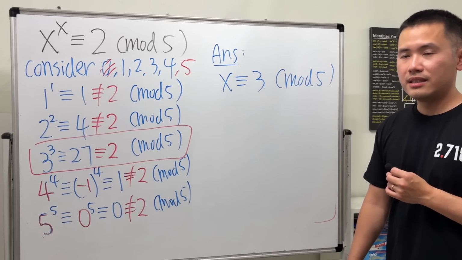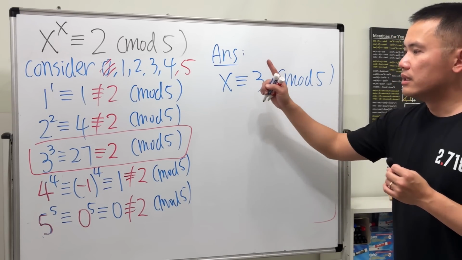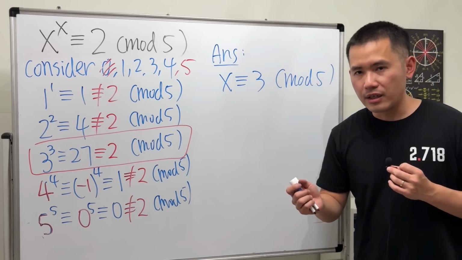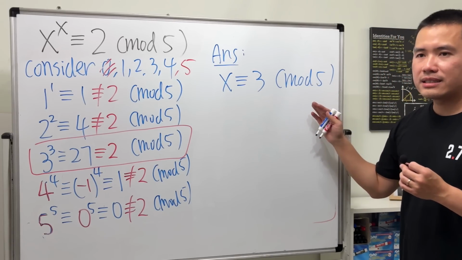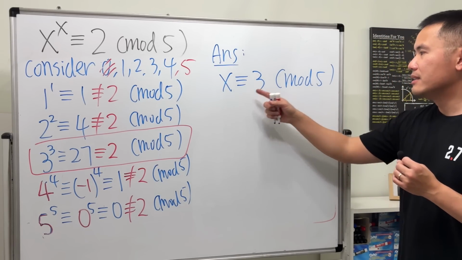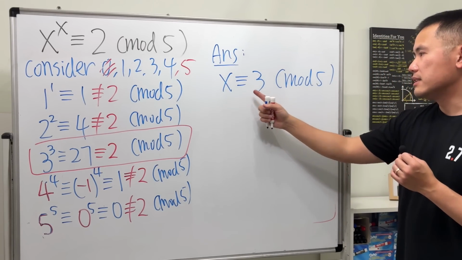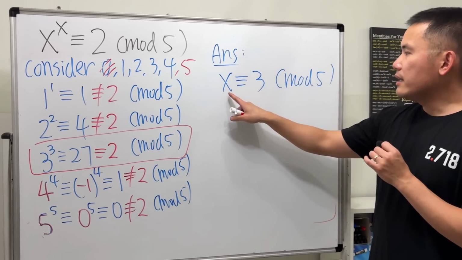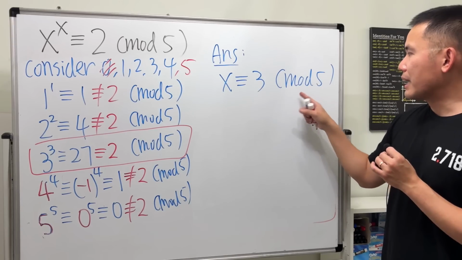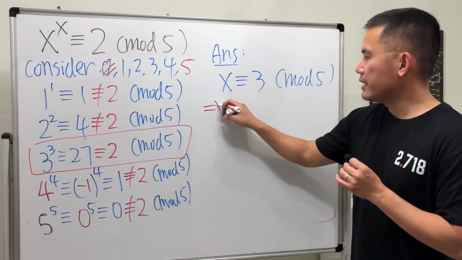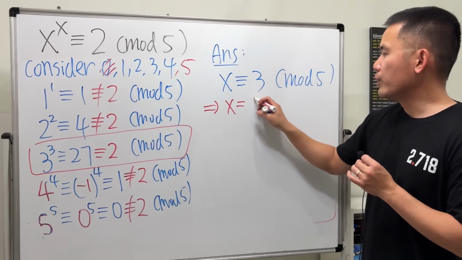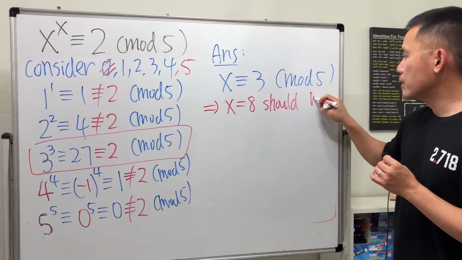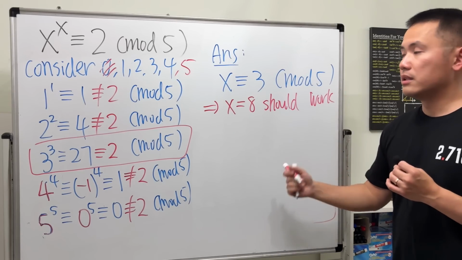Why not? I will tell you, 3 does work. It's an answer. But this is not the only answer. In fact, this is actually incorrect too, because it's not 3 mod 5. What I mean by that is the following. If you say x is congruent to 3 mod 5, then you are also implying that x equal to 8 should also work. But does it? Have a look.